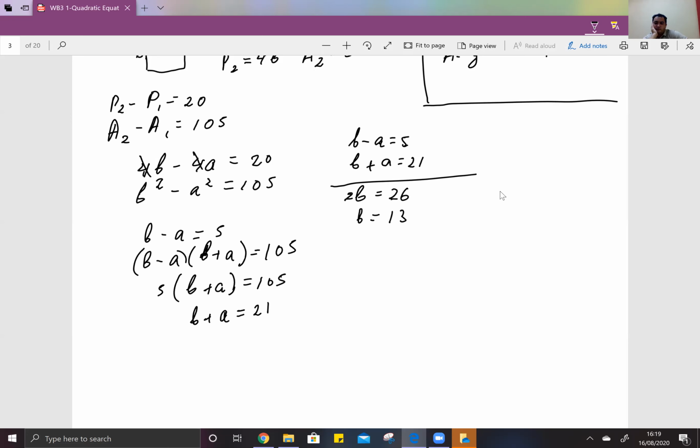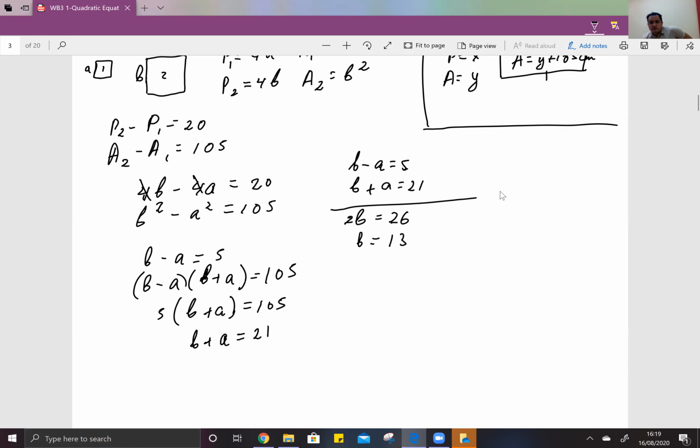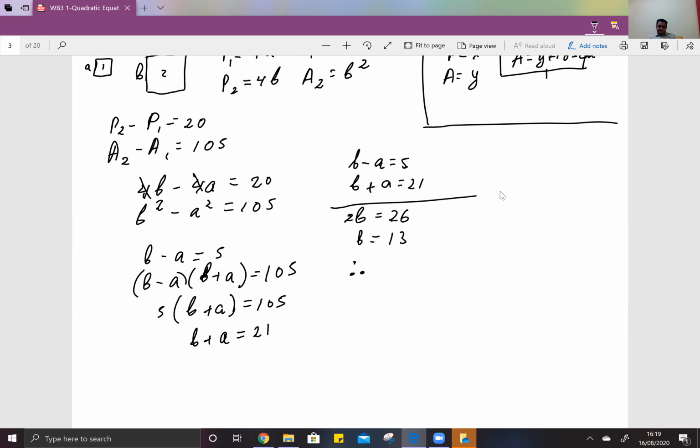Okay, that's what we are looking for, right? The question says find the value of B, the side of the bigger square. So the length of the bigger square is 13 centimeters.